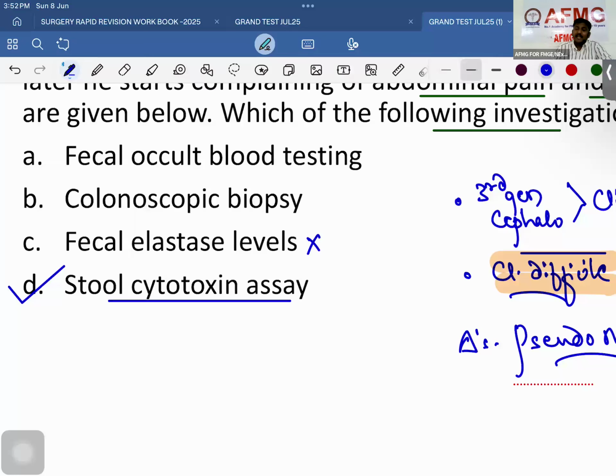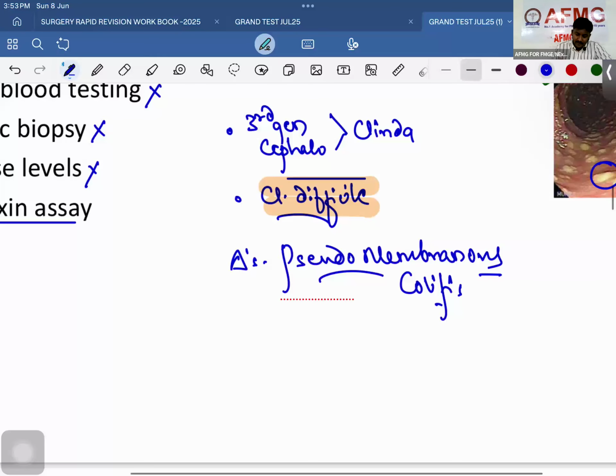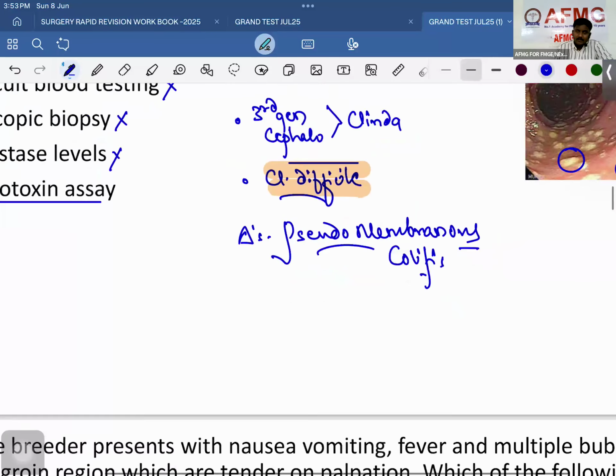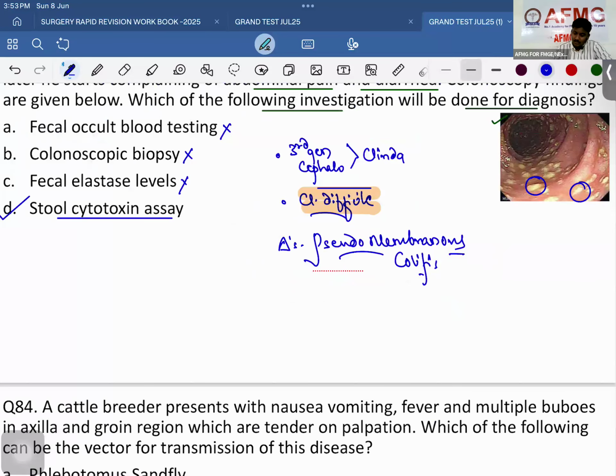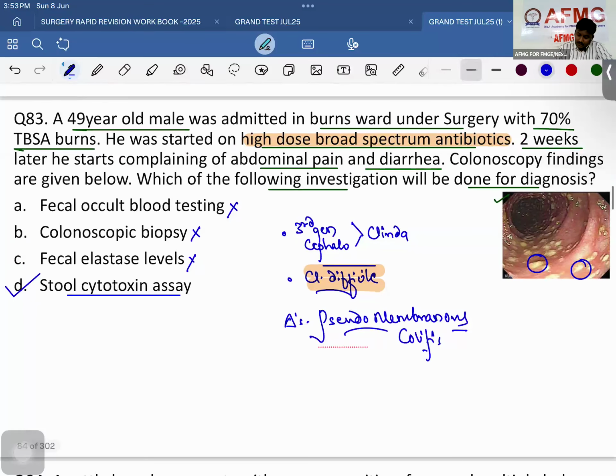Okay. Fecal elastase levels are usually checked in patients of cystic fibrosis. Colonoscopic biopsy can be done in cancers basically. Here it is not needed. Fecal occult blood testing is again done for cancers, or definitely when a patient comes to you with blood, hematochezia, and you are not able to identify a cause. Is that clear? Okay. So these are the things.